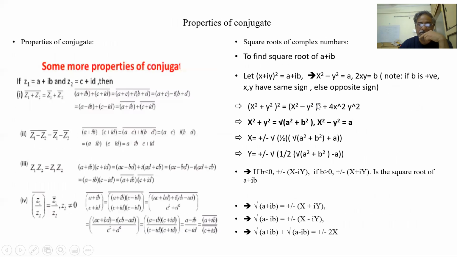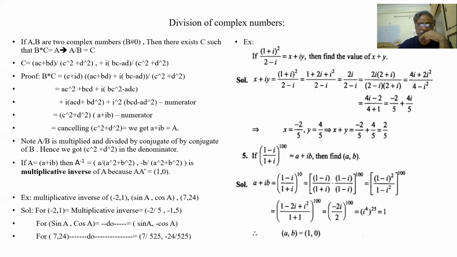Here we have done multiplicative inverse problems. These are the multiplicative inverse problems we have done here. We have used a by a square plus b square minus b by a square plus b square.